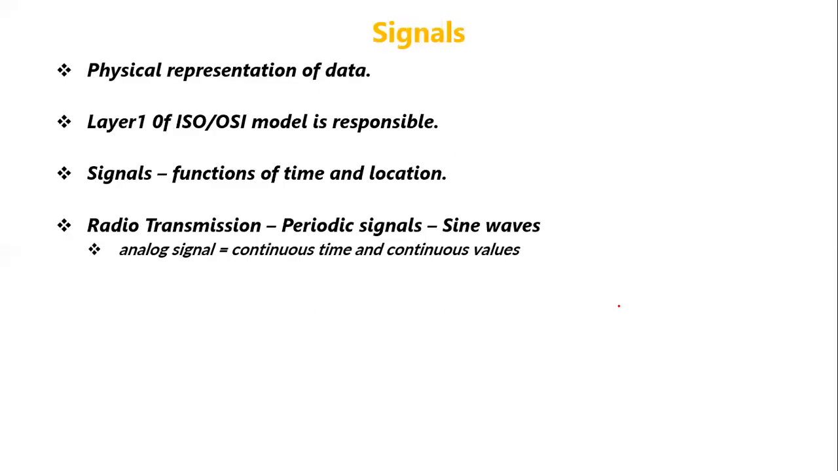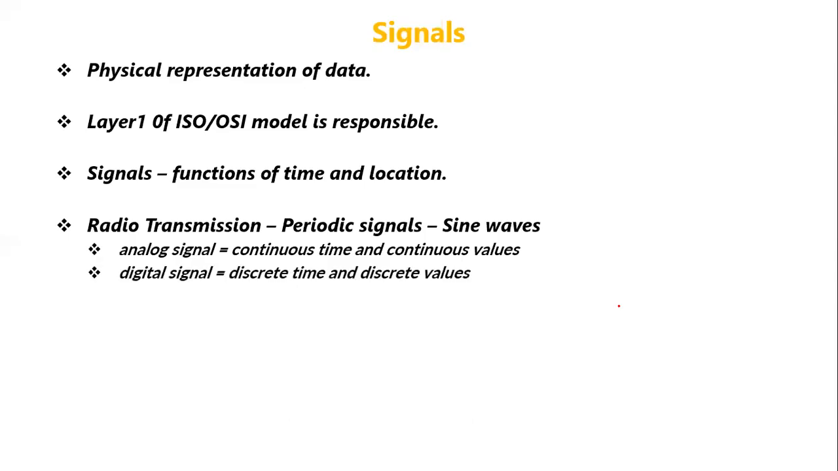They never stop. For every millisecond, every nanosecond, some data will be transmitted. So the time is also continuous and the values are also continuous. Whereas a digital signal is discrete in time and its values are also discrete.